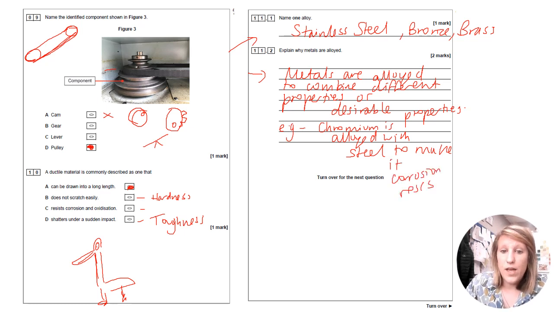Make sure that you don't say things like metals are alloyed to make them hard or to make them strong, because that is a general statement that doesn't apply to all alloys. So it's usually to combine different or desirable properties, like to make them corrosion resistant, to make them better conductors, to make them more malleable or more ductile. So careful with that one, make sure that you've got an example.